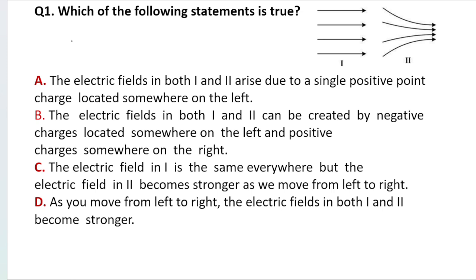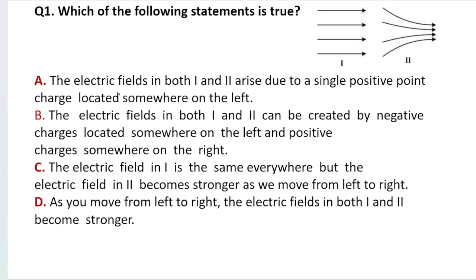Now, first we discuss which of the following statements is true about the field lines shown in the figure. Electric field in both first and second arises due to a single positive point charge located somewhere on the left. Electric field in both first and second can be created by a negative charge.